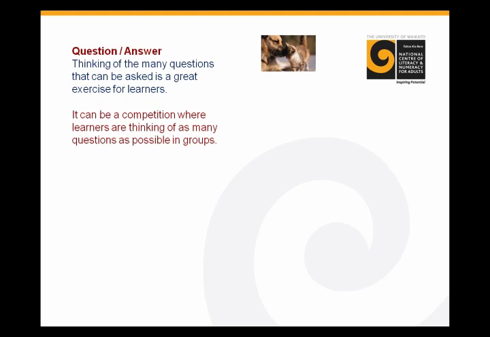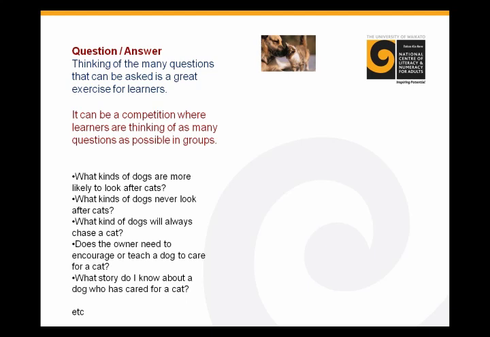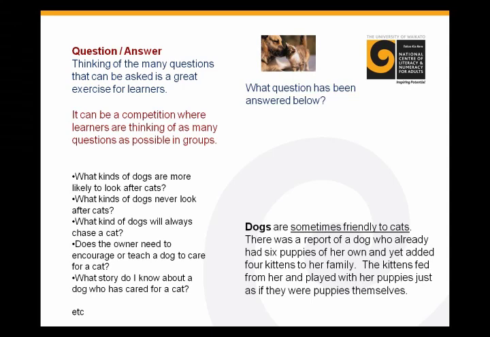So, I think that again, making it a competition is a good idea. Get your learners to think of as many questions as possible in groups or by themselves, and using again a topic that is easy. We're going to continue on the theme of dogs, and here's some examples. So I have one paragraph there. You might like to stop the recording, have a read, and decide what question has been answered below in order to write the paragraph.